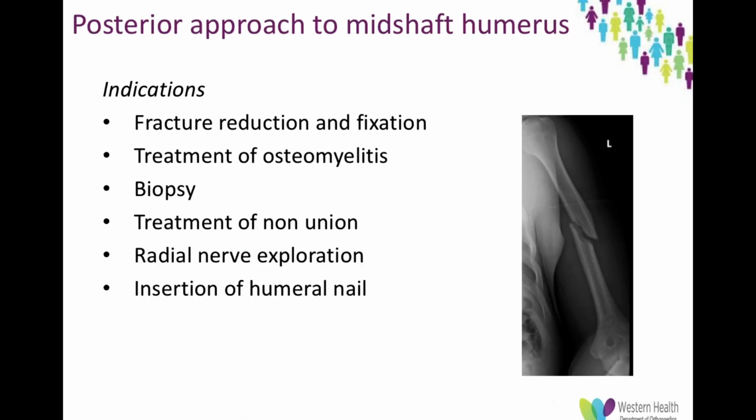Moving on to posterior approach to the midshaft humerus, which I did one of earlier in the year with Mr. Taylor. The indications for this are fracture reduction, fixation, treatment of osteomyelitis, biopsy, treatment of non-union in the setting of either operative or non-operatively managed midshaft humeral fractures, exploration of radial nerve, insertion of humeral nails with an open reduction type technique.